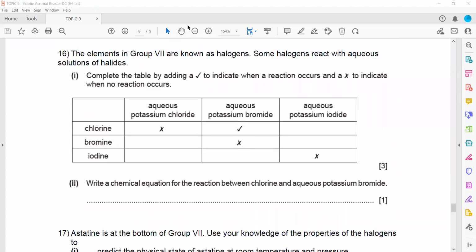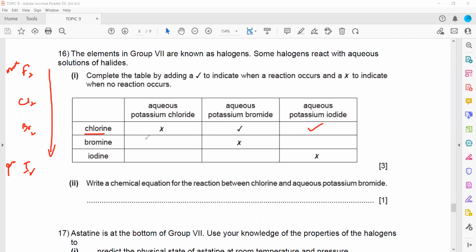Then question 16: elements of group 7 are known as halogens. Some halogens react with aqueous solution. Always remember the more reactive halogen, like fluorine, then chlorine, bromine, and iodine, displaces the less reactive halogen from its compound. So if we mix chlorine with potassium iodide, will it react? Yes, because chlorine is more reactive than iodine, so it can displace iodine from its compound.